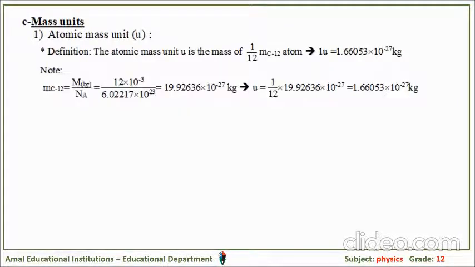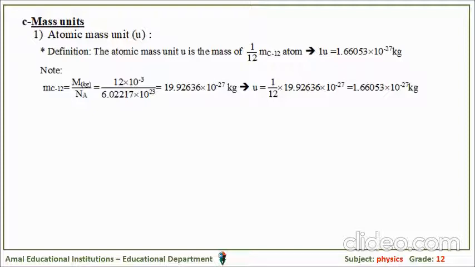The mass units. Let's look for the atomic mass unit, which is represented by u. Definition: the atomic mass unit is required in the official exam. The atomic mass unit u is 1/12 of the mass of a carbon-12 atom. This means that one atomic mass unit is 1.66053 × 10^-27 kilogram.